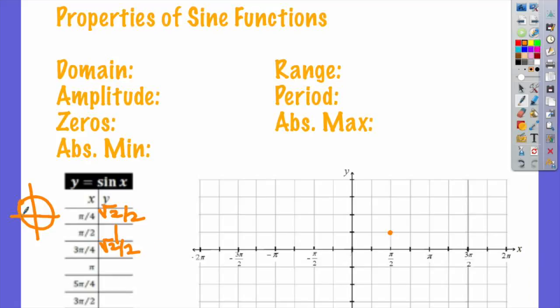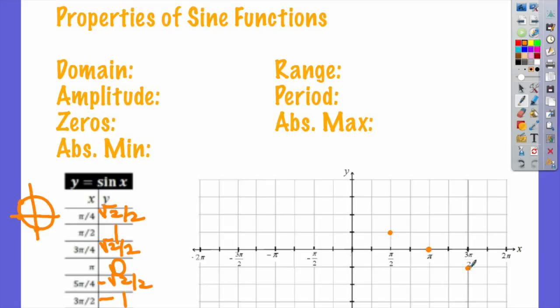What about at pi? What is the sine of pi? 0. That's another easy one for me to graph. So at pi, I'm at 0. What about 5 pi over 4? What's the sine of 5 pi over 4? Negative root 2 over 2. Very good. Again, another decimal I really don't know. I'm not really concerned with that. Let's keep going. What's the sine of 3 pi over 2? Right there. Negative 1. Another nice one. So at 3 pi over 2, I'm down at negative 1.